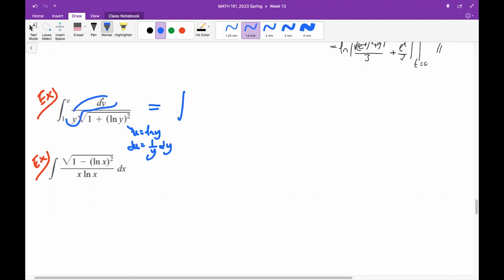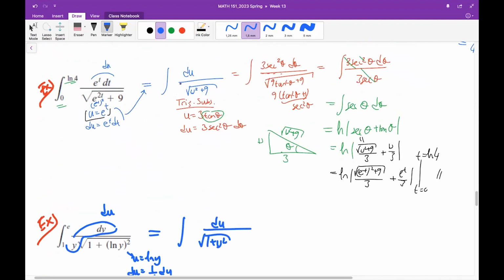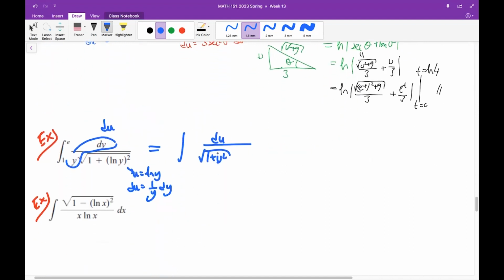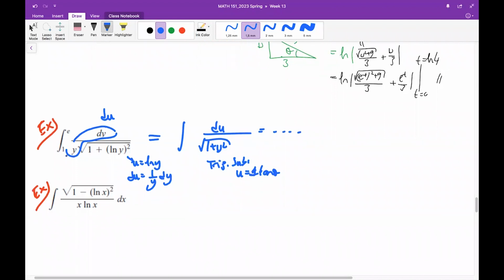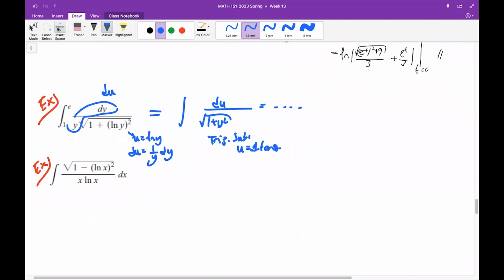Let's try to rewrite the integral. This part is du, right? du over 1 plus u squared. You see, very similar question. You will again apply trigonometric substitution, where u is a times tangent theta, with a equal to 1. I will leave the rest to you. Be careful, this is a definite integral. You know what to do. After turning back to the original variable, you can insert the new boundaries.